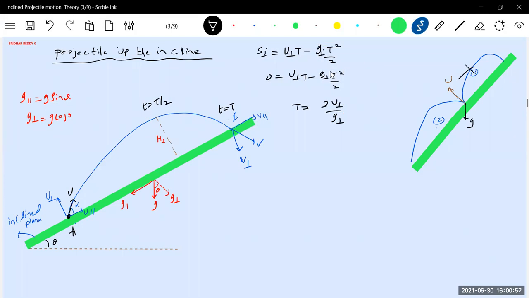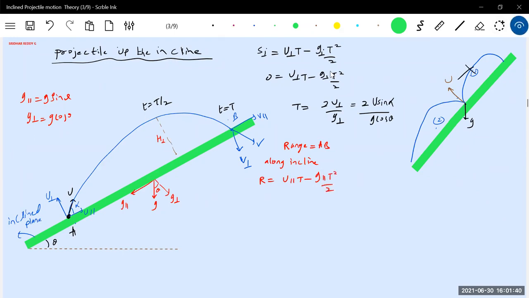Finally, this should become equal to, U perpendicular is U sine alpha, G perpendicular is G cos theta. Keep it in hand. Okay, let's calculate the range along the incline. How do we find this? Range is equal to U parallel t minus G parallel t square by 2.